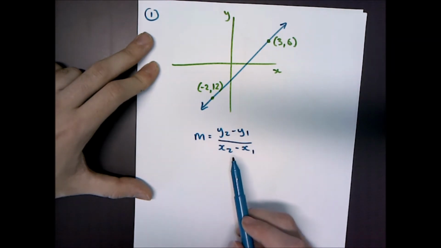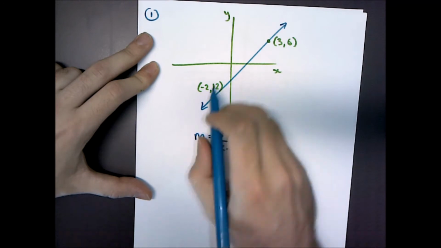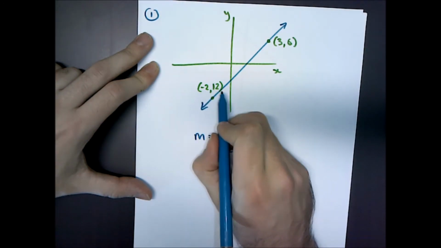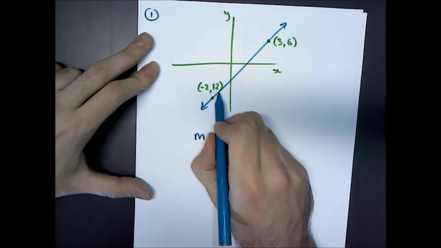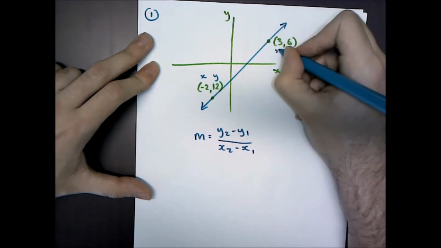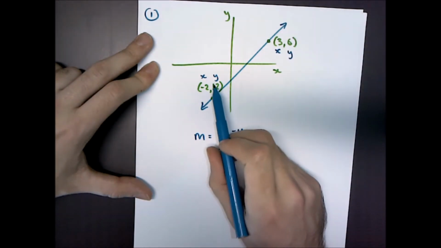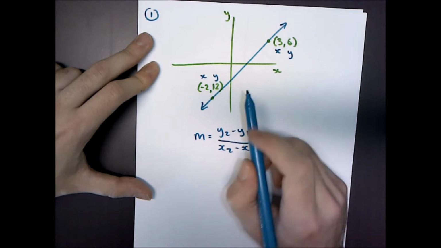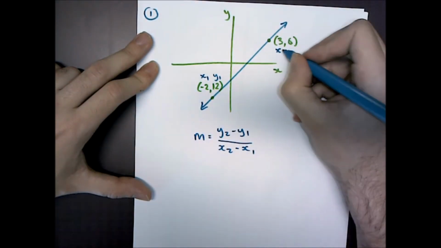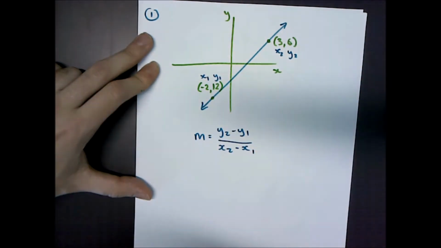Once I've written my rule out, what I need to do is label my points. You need to remember that the first number in your coordinate is the x, and the second number is your y coordinate. So I've got an x and a y, and an x and a y. Now I'm going to label them with the 1s and 2s so I know which ones are together. I'm going to call this one x1 and y1, and this one x2 and y2, just so I know they're together.